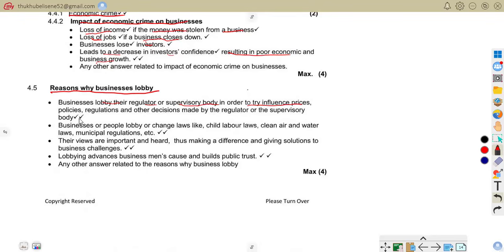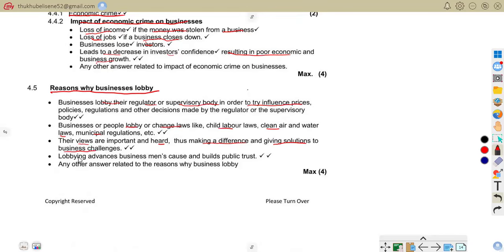Businesses or people lobby to change laws like child labor laws, clean air and water laws, municipal regulations, and so on. So they change or improve laws. Businesses lobby to amend unfair, outdated laws. Their views are important and heard, thus making a difference and giving solutions to business challenges. So, ensure views are heard.